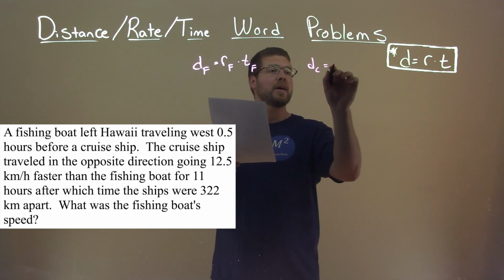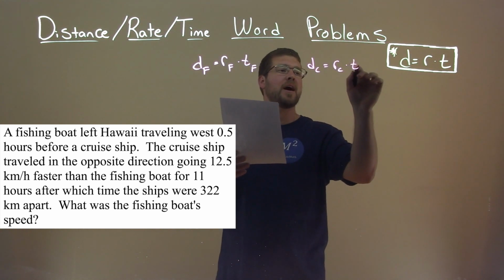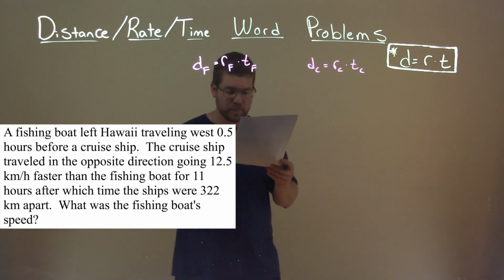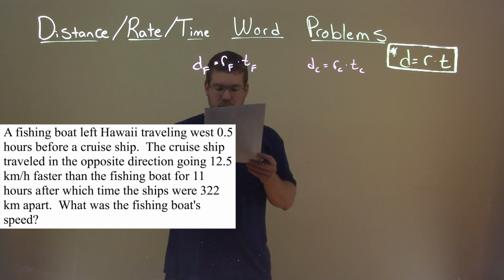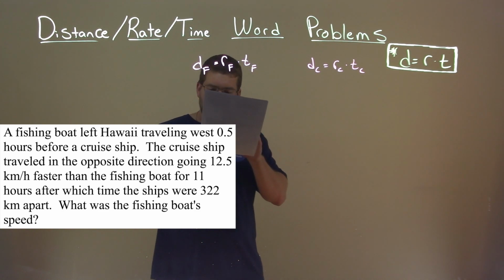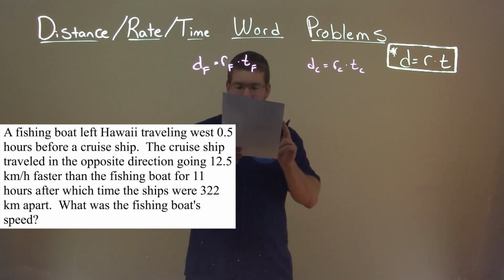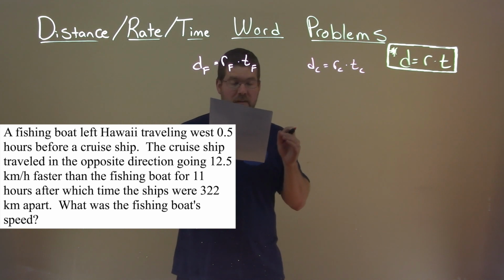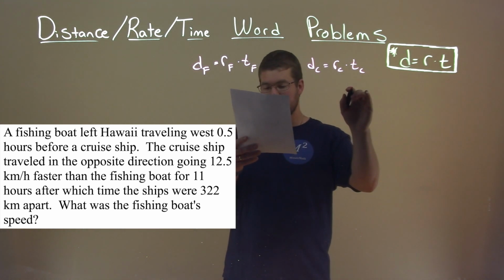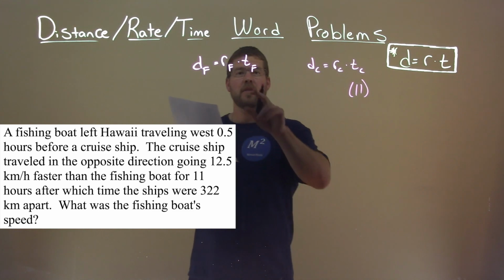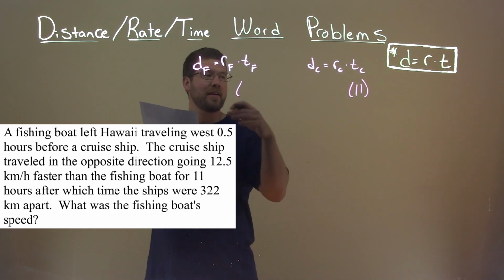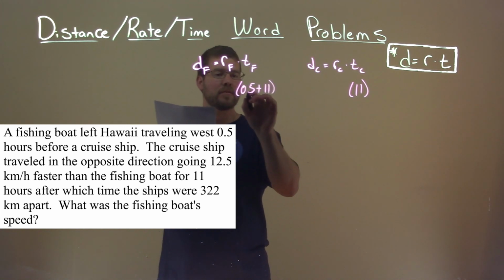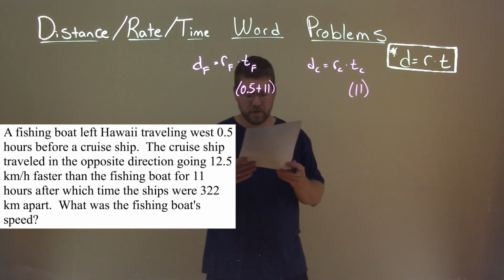Distance of the cruise ship is equal to the rate of the cruise ship times the time of the cruise ship. So let's plug in what we know. So the fishing boat, let's go down. The cruise ship left 0.5 hours later and traveled a total of 11 hours. So the time of the cruise ship is 11 hours. The fishing boat left 0.5 hours earlier, so it's 0.5 plus that 11 hours. And that's the time the fishing boat was out there.